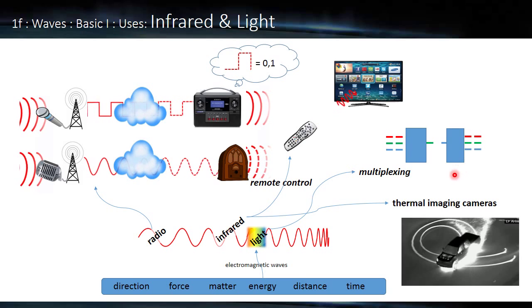Then we also have thermal imaging. So here we've got an example. Police are chasing some kind of criminal, and we can get all kinds of information that we can't get from visible light, how warm an engine is and so on.